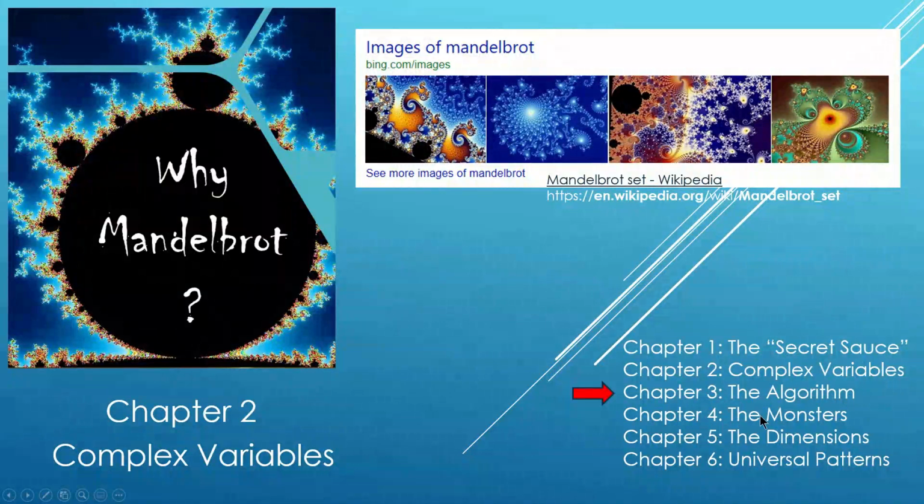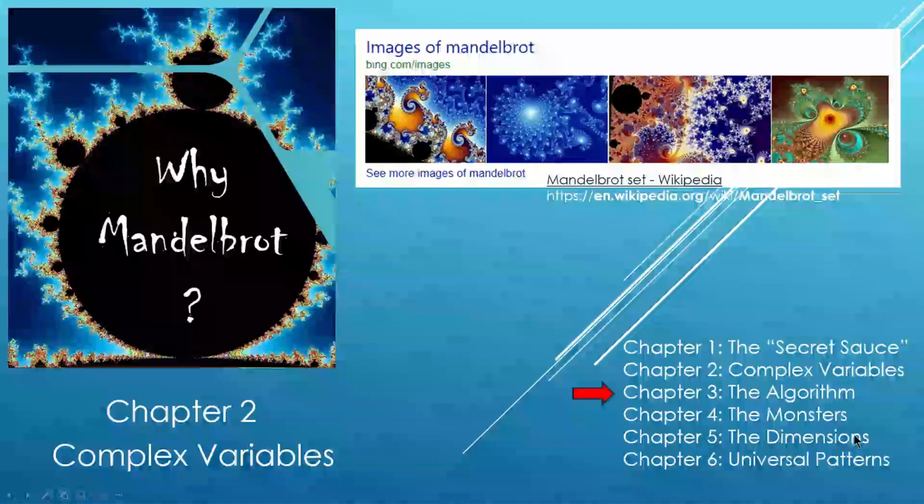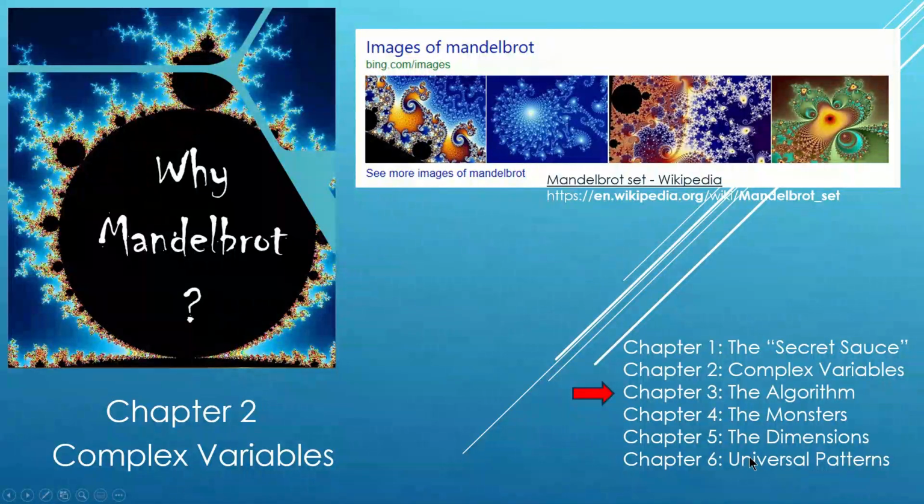Then eventually we'll get into the monsters. These are the geometric shapes that are not nice to measure, are not nice to understand, that Mandelbrot brought to the forefront of mathematics. Shapes that were ignored for hundreds of years because they couldn't do anything with them, but Mandelbrot brought them forth. We'll talk about dimensions, and that is, there is another dimension to the Mandelbrot, and we'll talk about that. And of course, universal patterns, patterns that apply to all life forms throughout the universe, that are designated and designed by the work that Mandelbrot did.